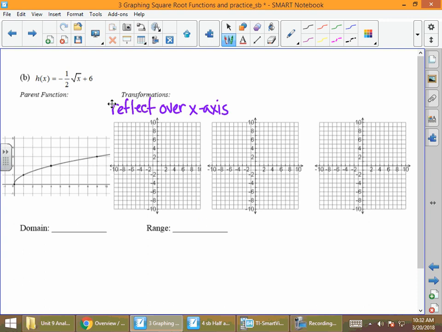So we're going to take our parent function, and it's still going to stay at 0, 0. But instead of 1, 1, we're going to graph the point 1, negative 1. Instead of 4, 2, we're going to flip it over the x-axis, so it's going to become 4, negative 2. Instead of 9, 3, it's going to become 9, negative 3. And there's our picture.